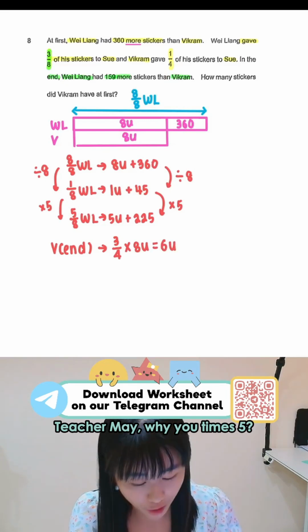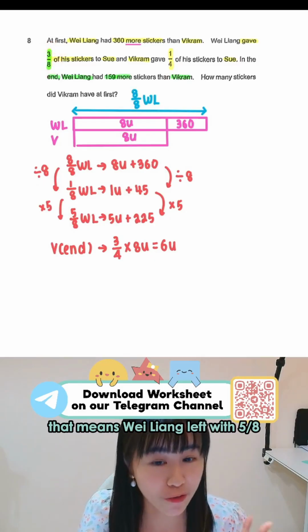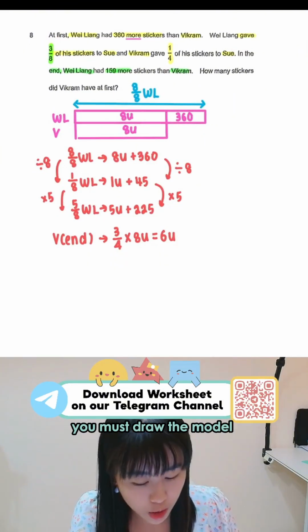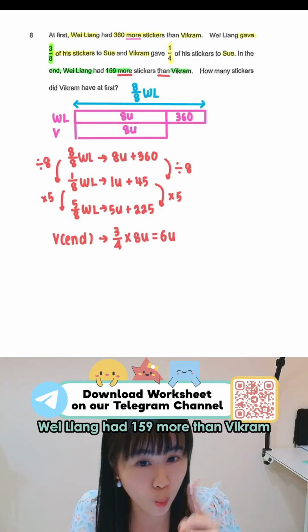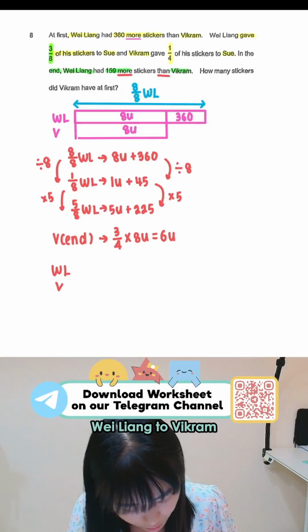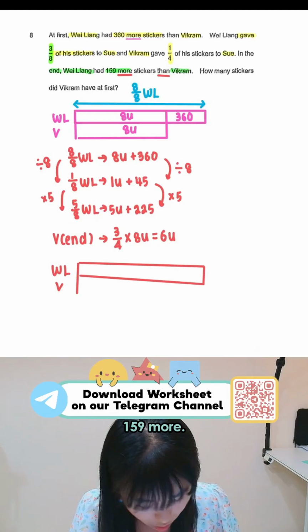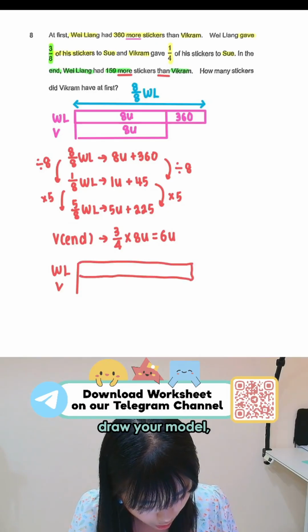Teacher May, why you times 5? Because Wei Liang gave 3/8, that means Wei Liang is left with 5/8. 1 whole minus 3/8 is 5/8. How you do this question is you must draw the model in the end whereby they say Wei Liang had 159 more than Vikram. So Wei Liang to Vikram, 159, draw it. 159 more. Remember, every time you see more than or less than, draw your model. Just draw.